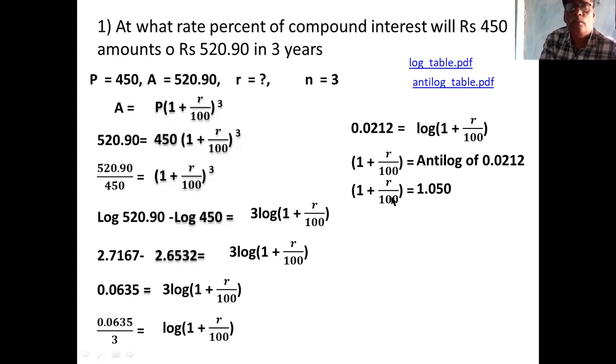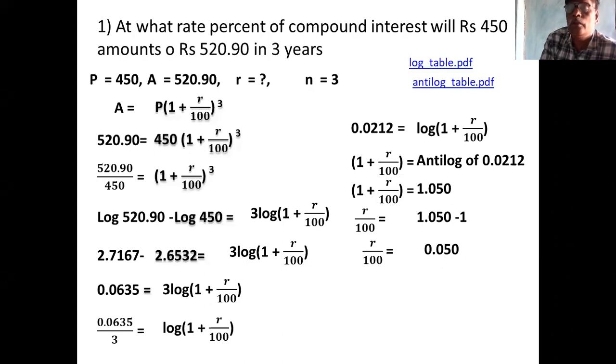Okay, 1 plus r by 100 is equal to 1.050. So here you remove the bracket and see that 1 plus r by 100. Therefore, this one you take that side. The next step is r by 100 is equal to 1.050 minus 1. This is plus 1. You take that side, then it will be minus. Remember it. Then r by 100 is equal to 0.050.